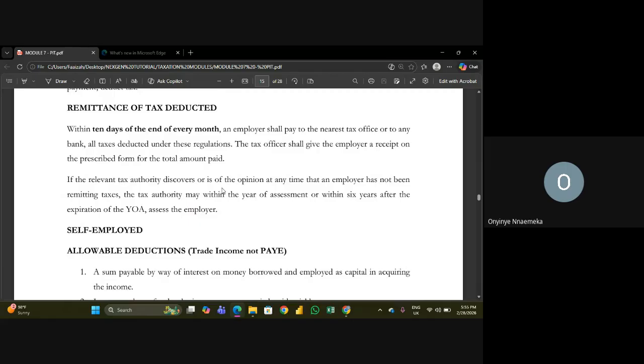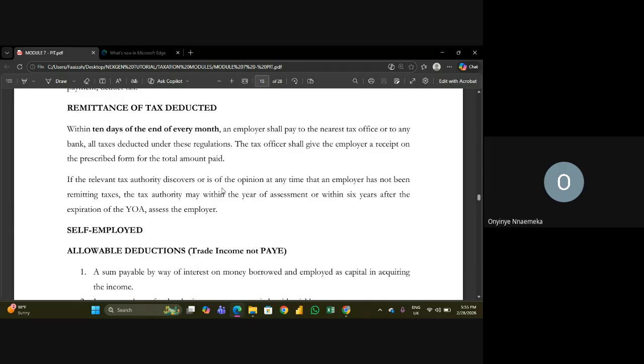So the tax authority is suspicious of the employer that this person has not been paying tax. The tax authority can come to you and say, okay, you have not been paying tax, so we want to check your books of accounts. We want to assess you by ourselves. In that year of assessment, this can occur. And it can also occur after the year of assessment, within 6 years. After 6 years, it's called backdated tax audit.